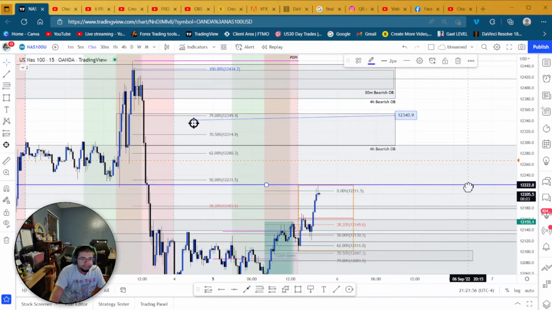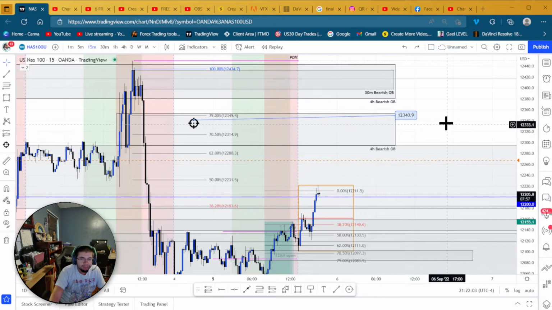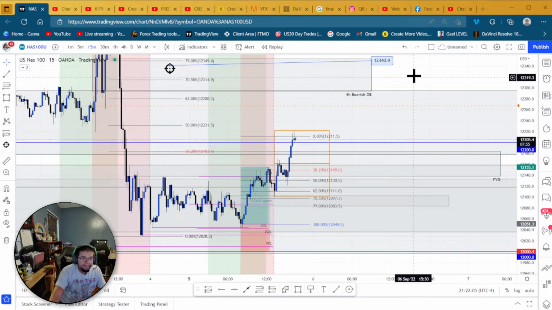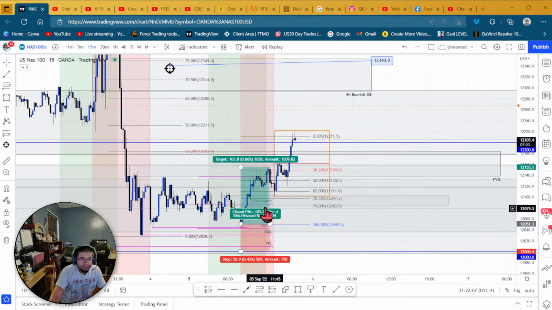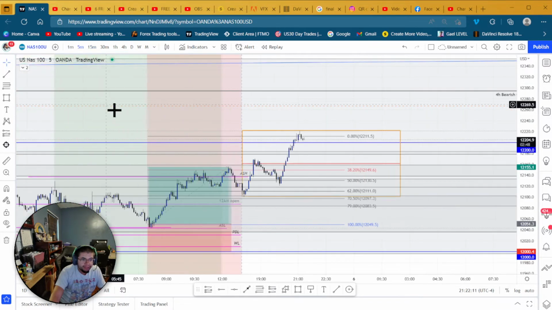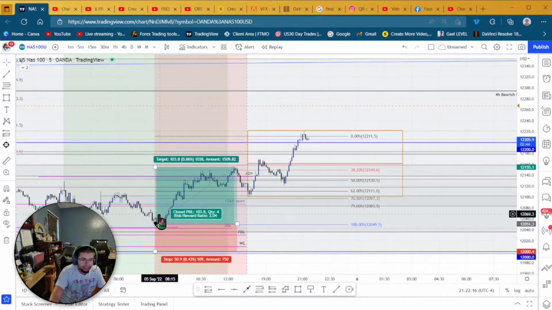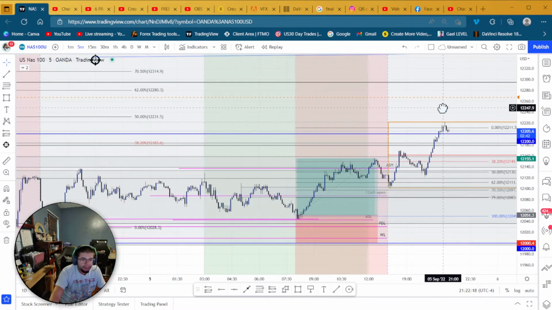Oh no, 200. Let's do that and then do that. Got it. Let's see. Do we have any 5 minutes? Yeah, there's this one down here. Last down candle before the move up.